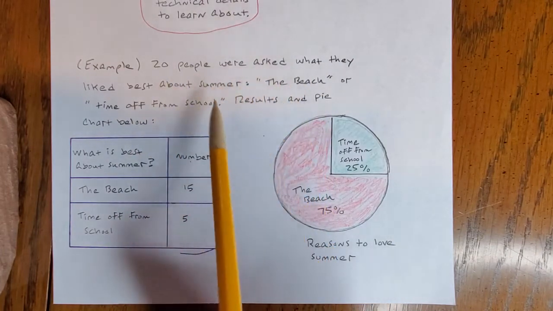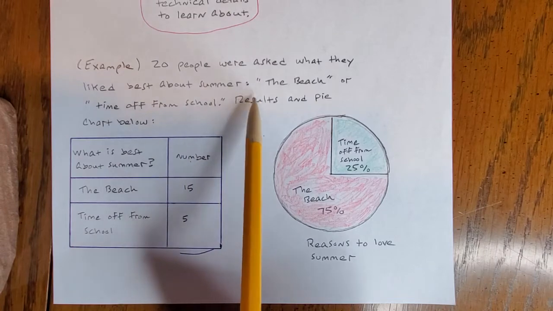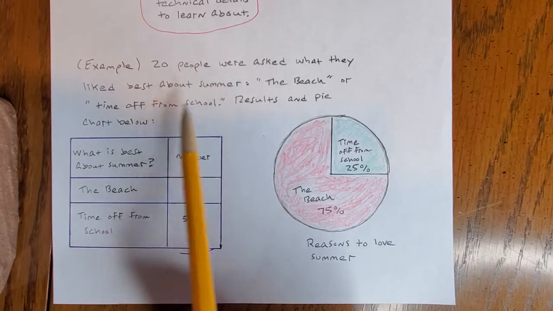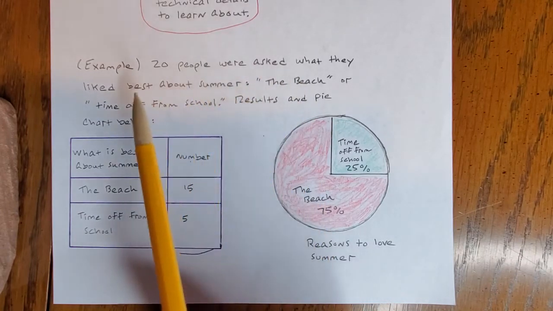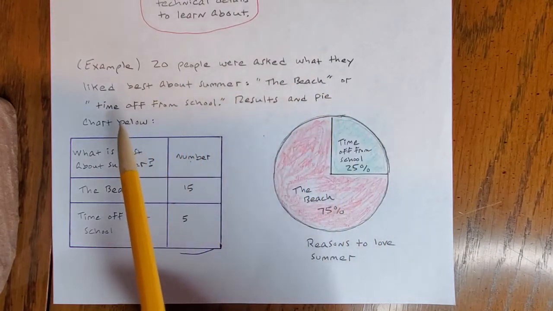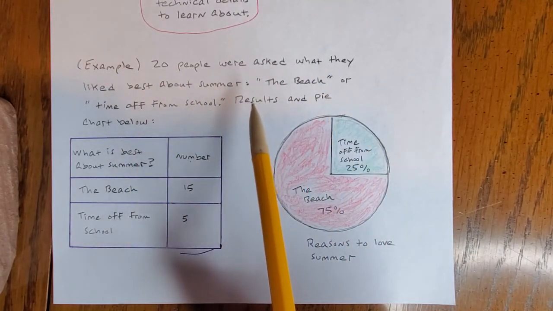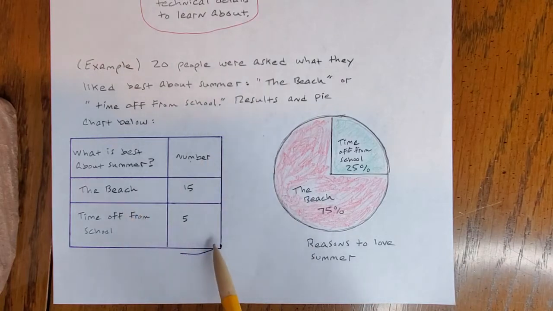20 people were asked what they liked about summer, and let's say they were just given two choices, okay? So what do you like best about summer? Is it the beach or is it that you get time off from school? So we asked 20 people that. And the results are in the table, okay?